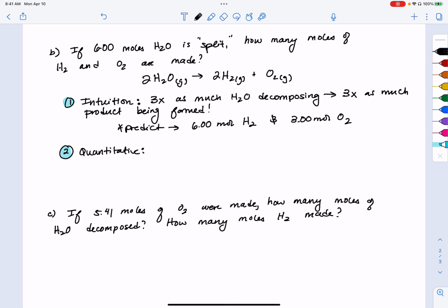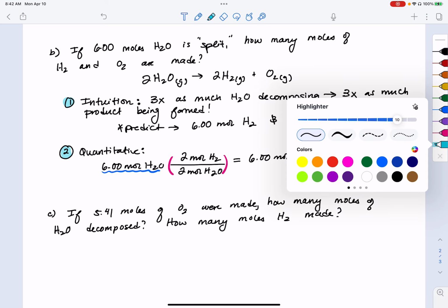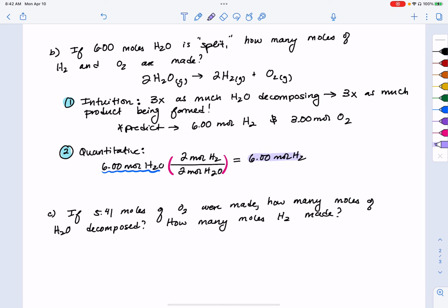All right, so if I've got 6.00 moles of water, this is my pantry, right? This is what I'm starting with. It's what I actually have available to react. And I know from my recipe that for every 2 moles of water reacted, I generate 2 moles of hydrogen gas. Then 6 times 2 over 2 is going to give me 6.00 moles H2, not H2O, H2. And what do you know? Turns out we're rational people. Yay!